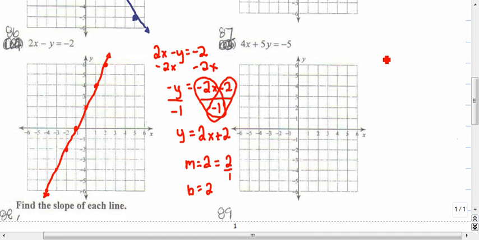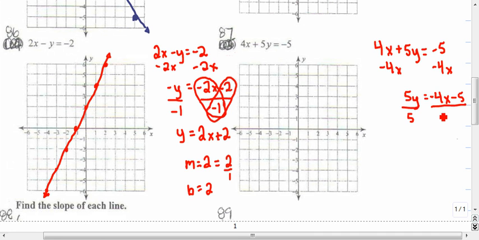Okay, for problem 87, we once again have to put it into y equals mx plus b format. So let's rewrite our equation over here so that we have room to put it into our correct format. We need to get y on one side by itself, so I'm subtracting 4x from each side of the equation, which gives me 5y is equal to negative 4x minus 5. I need to get y by itself, so I have to divide both sides of my equation by 5.